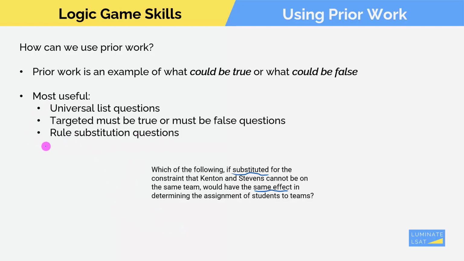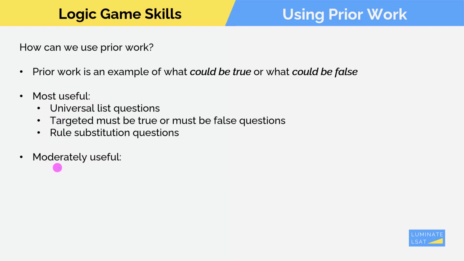So these are the kinds of questions where using prior work is the most useful, and it is often a primary strategy for these questions. But now let's talk about where prior work is just moderately useful. And that's on questions that are just non-targeted must be true or must be false questions. Questions that are just asking which of the following must be true, which of the following must be false.